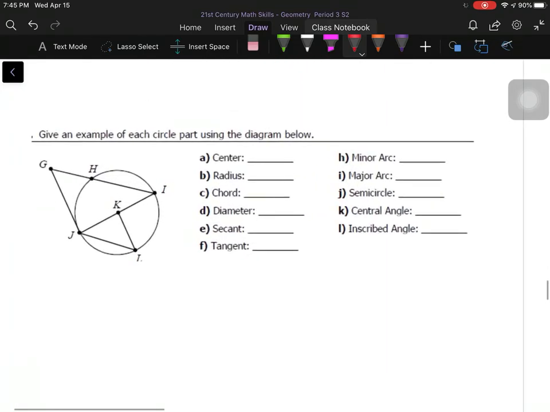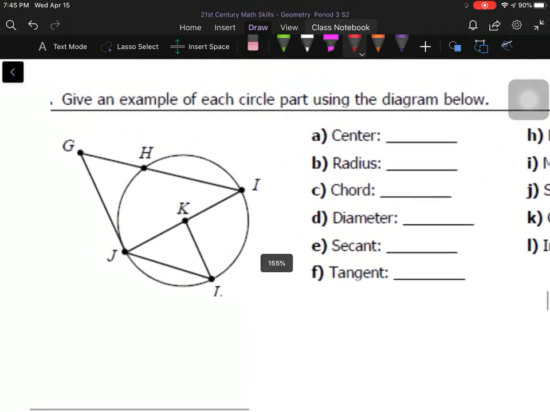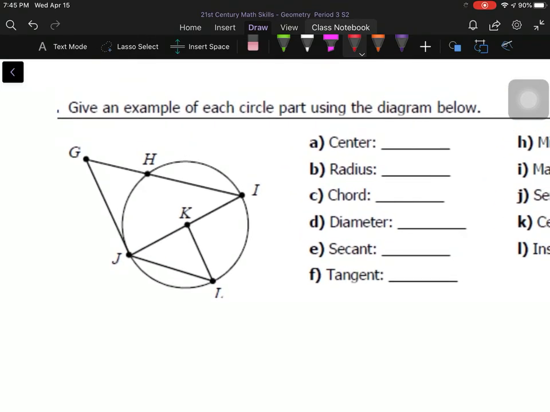All right, so for this first example, I'll go ahead and zoom in a little bit here so it's easier to see. It says the center is point K. A radius, you have a bunch of different options. You could say JK, KI, KL, HK, so any one of those. So if I go KI. A chord, so I'm going to use JL. A chord is a segment that, again, starts and stops on the circle. The diameter has to go through the center. So that'd be JI.